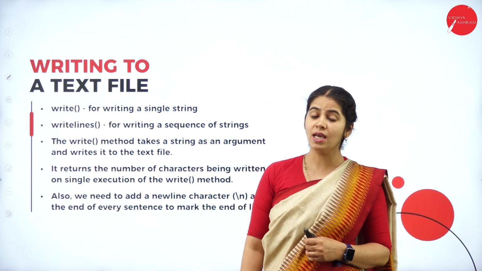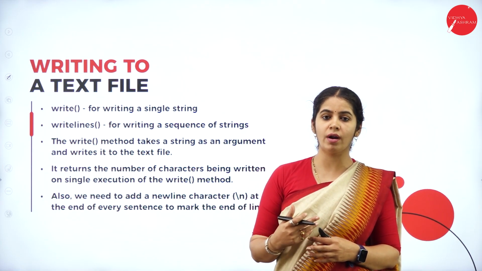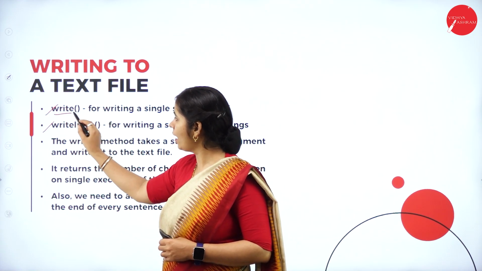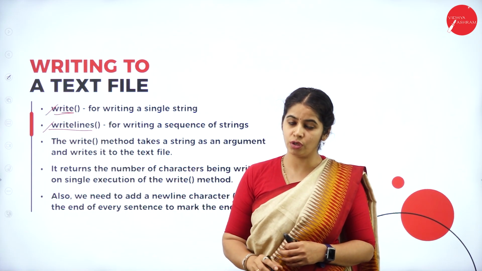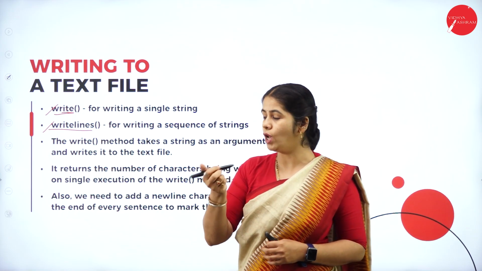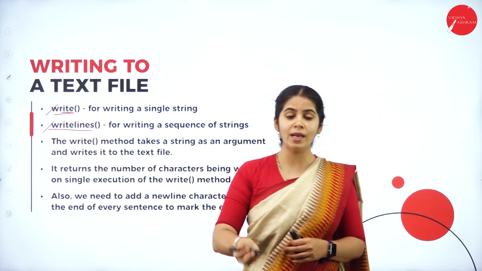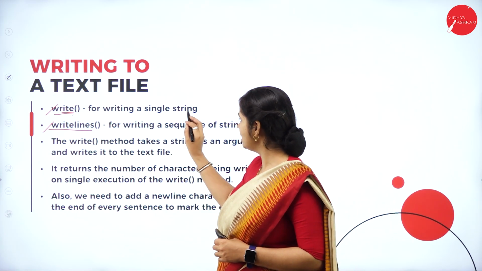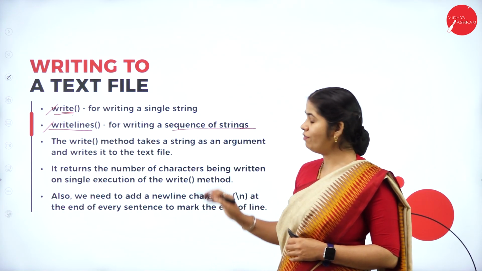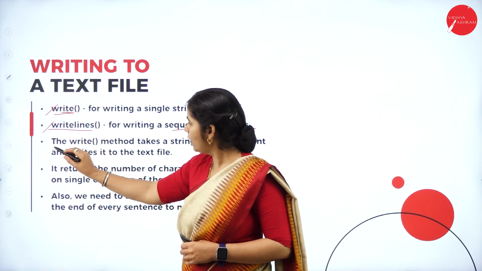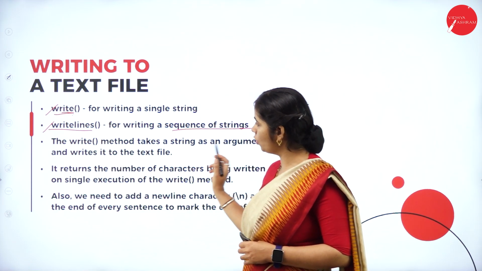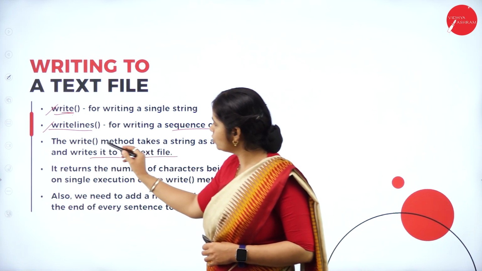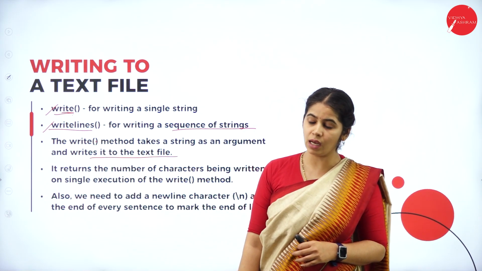Then what we have is the write operation. How can we achieve a write operation in a file? It can be done in 2 ways, using the write function or the writelines function. To write one particular single line, we use the write function. To write multiple lines, we use the writelines function, for writing a single string or a sequence of strings. The write method takes the string as an argument and writes that to the text file. So whatever we want to write has to be given within the parentheses as an argument.